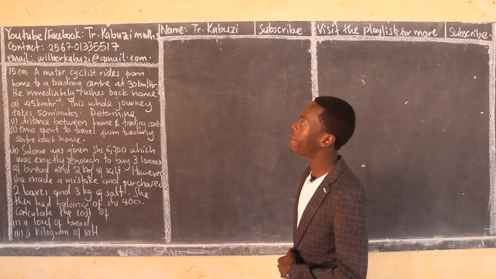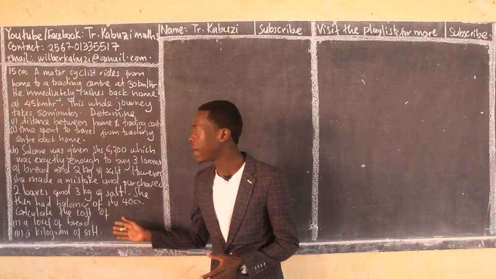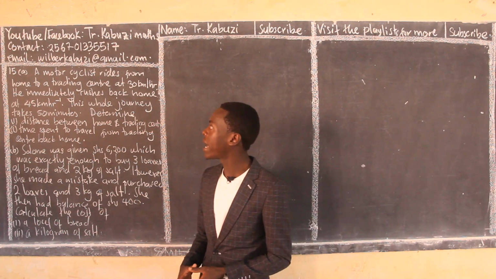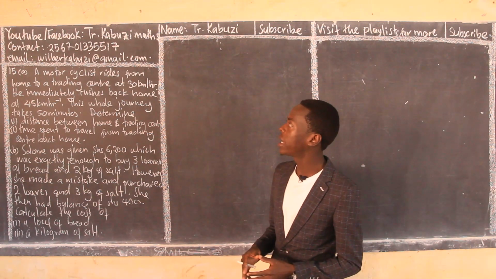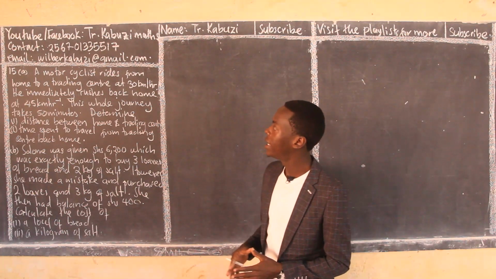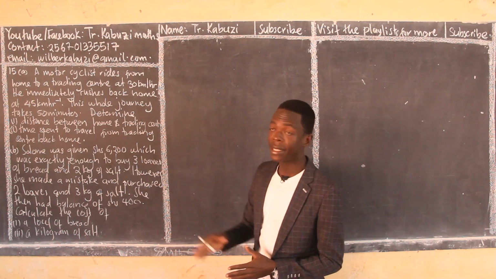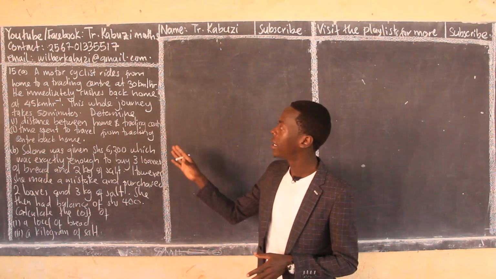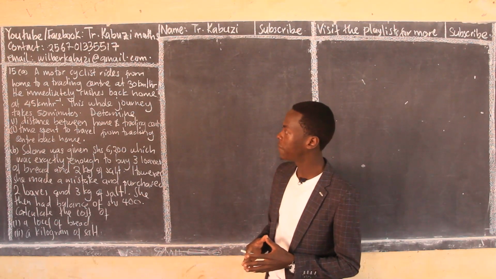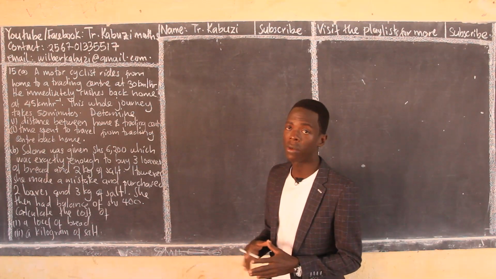So here number 15 was about kinematics, and also part B was about simultaneous equations applications. So let us see what we had there. They are telling us that a motorcyclist rides from home to a trading center at that speed. He immediately rushes back home at that speed. The whole journey takes 50 minutes. Determine the distance between the home and trading center, and then the time spent from trading center to home. You can pause the video so that you can read the question properly.